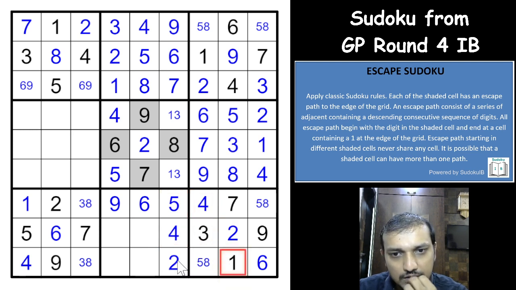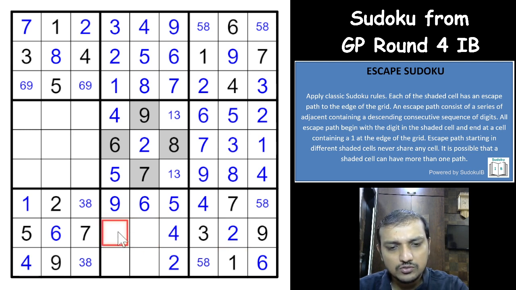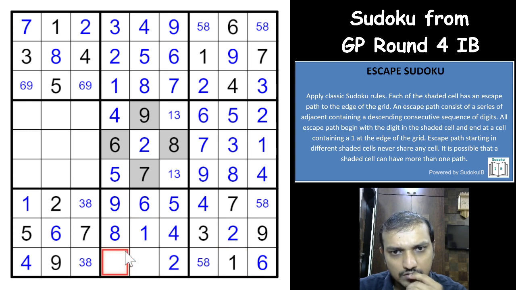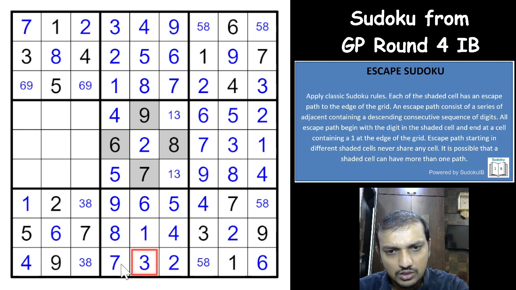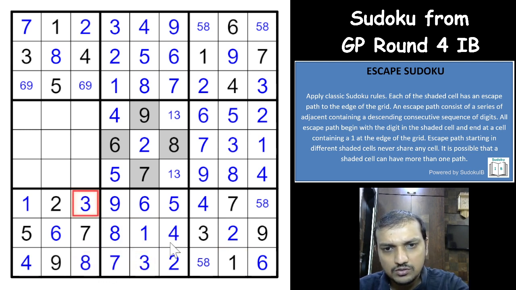Of course, that was possible here. And this cell is 1 and 8. So this is 8 and 1. 3 and 7. So this is 7 and a 3. We get 8 and a 3. 5 and 8.